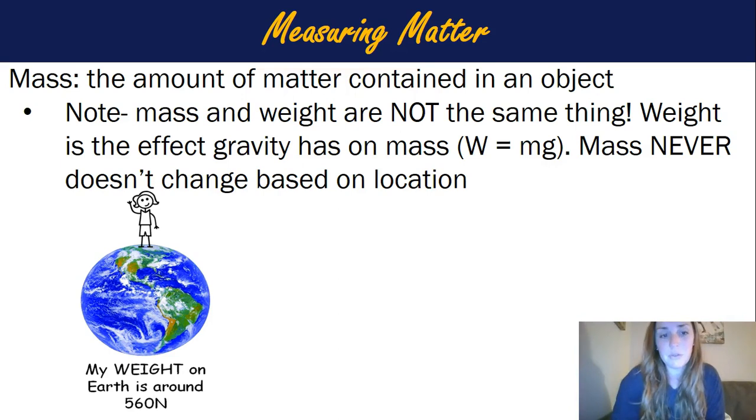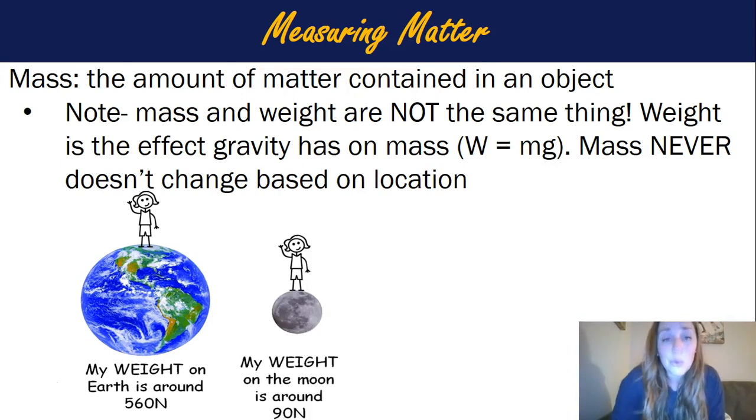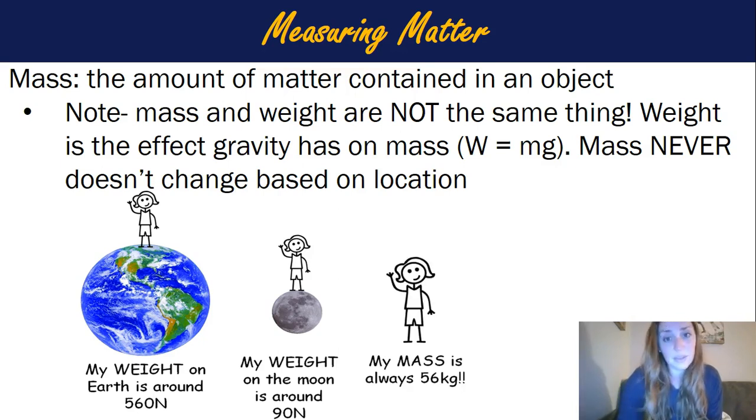We won't really be talking about newtons. Versus if you're on the moon, which has a smaller gravitational pull. So notice this same person, same size person on the moon is now 90 newtons. But the whole time this person was 56 kilograms. And it's just because the moon is smaller, so there's a smaller gravity, so the weight is smaller, but the mass is always, always, always the same.